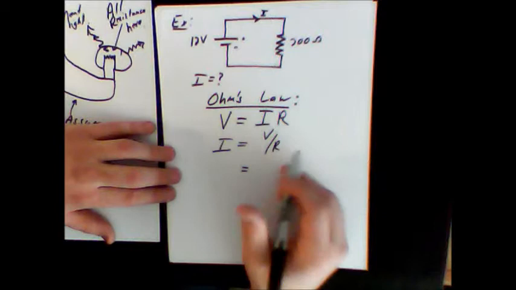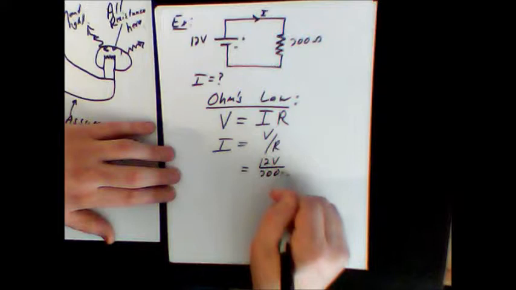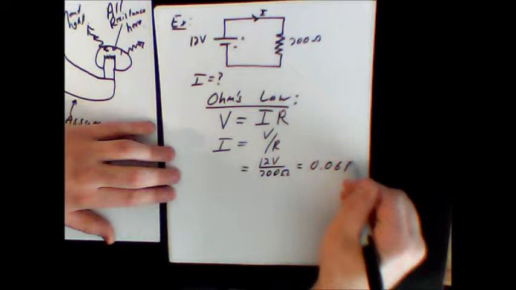V is equal to 12 volts. R is equal to 200 ohms. And you should get, if you put that in the calculator, 0.06 amps, or the units of current are called amps. Right?